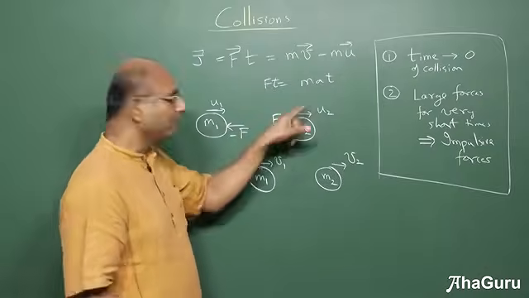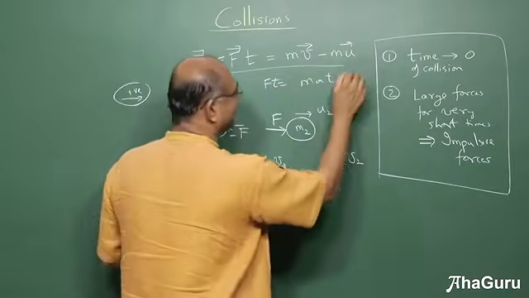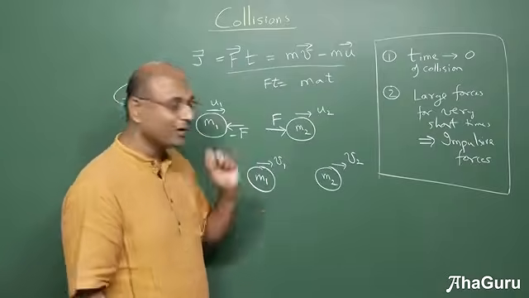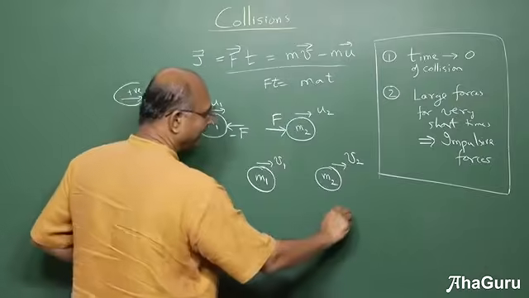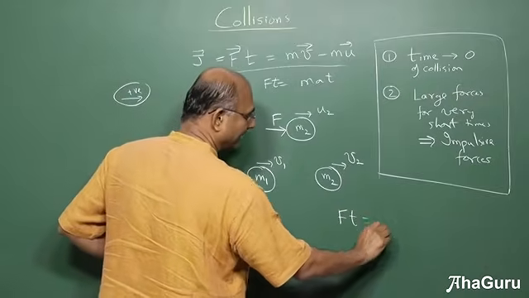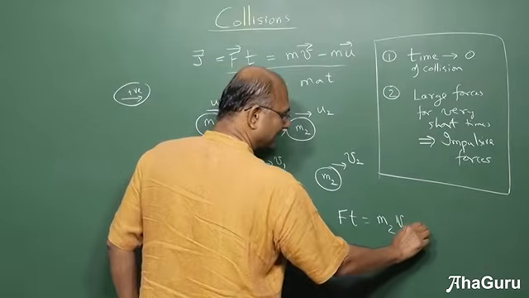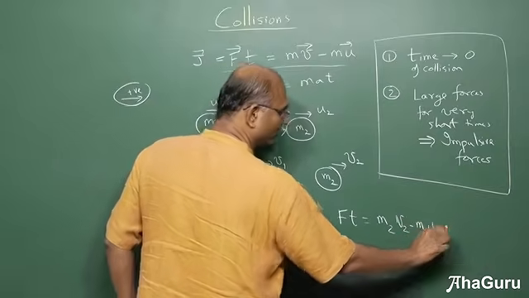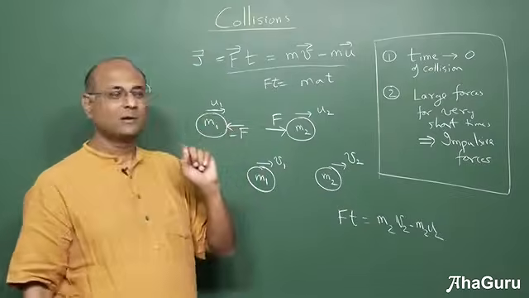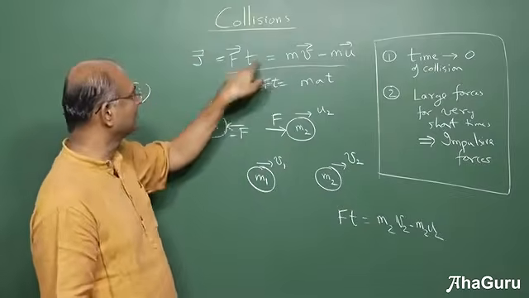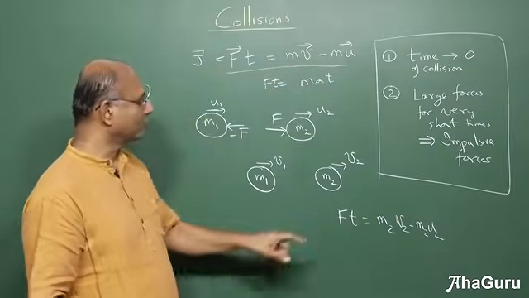Now for m2, what is the change in velocity? This was actually derived for a particle, no? What is the change in velocity? v2 minus u2. So we can write F into t is m2 v2 minus m2 u2, right? Change in momentum of the second particle. So this is change in momentum, momentum final minus momentum initial is force into time.